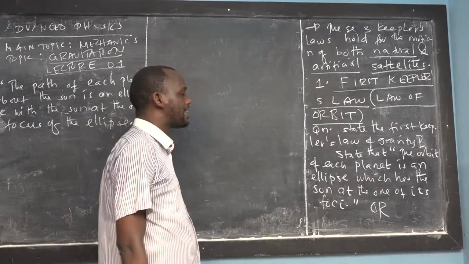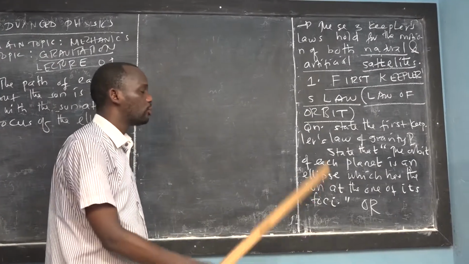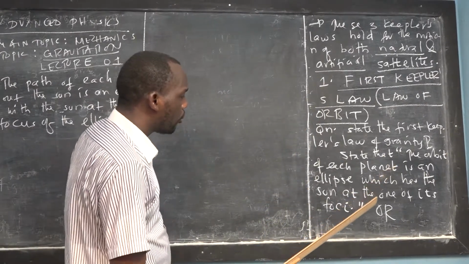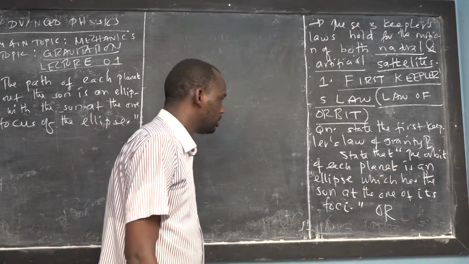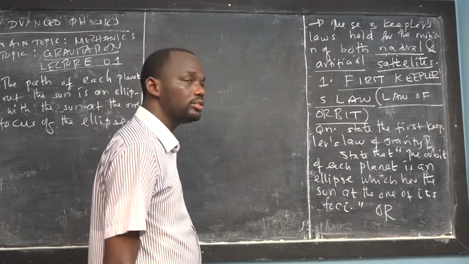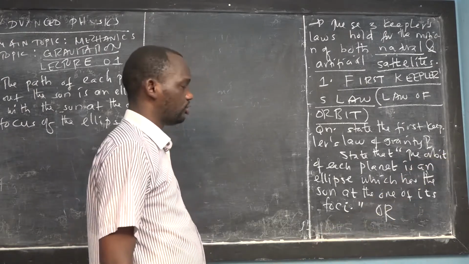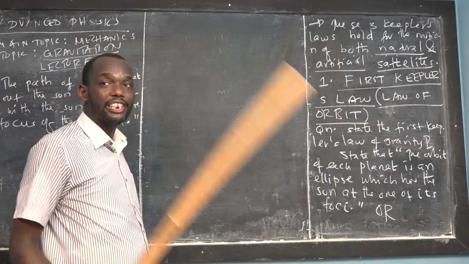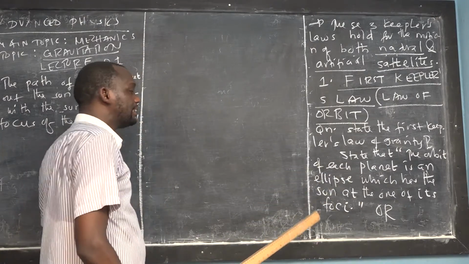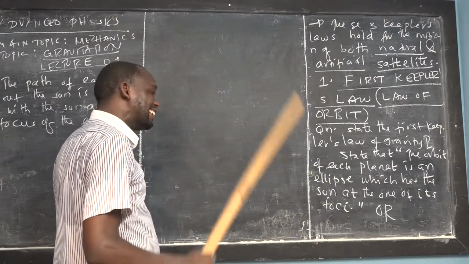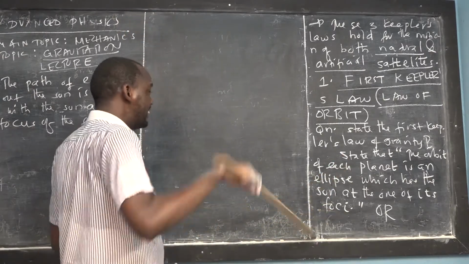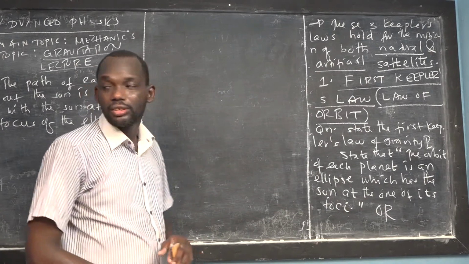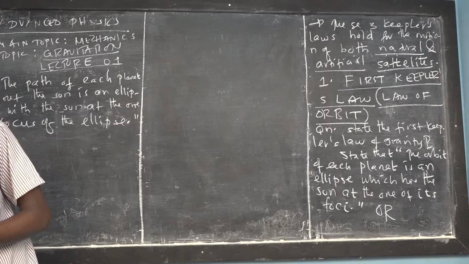So this man answered first of all the questions that astronomers used to brainstorm among themselves for a long time. What is the structure of the orbit? Is the orbit a circle? Is it an ellipse? Or is the orbit just like a sphere? He said that each orbit is an ellipse, and he demonstrated it practically. And in that ellipse, the sun is at one of its foci, whether on the left side of the center or the right side. So that is the first Kepler's law.